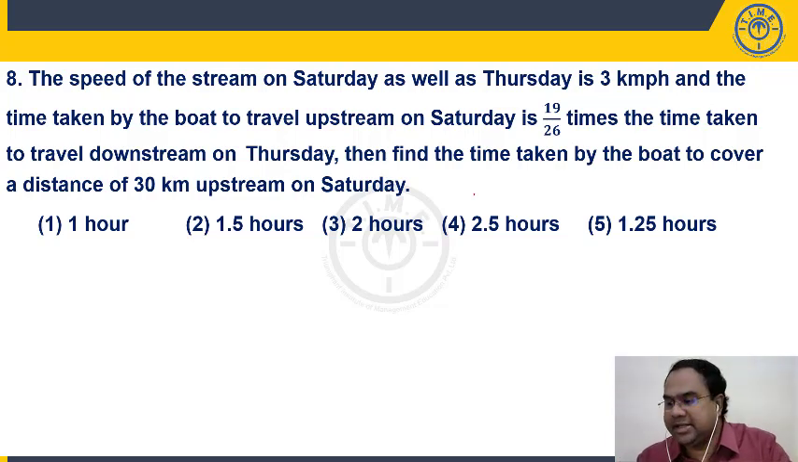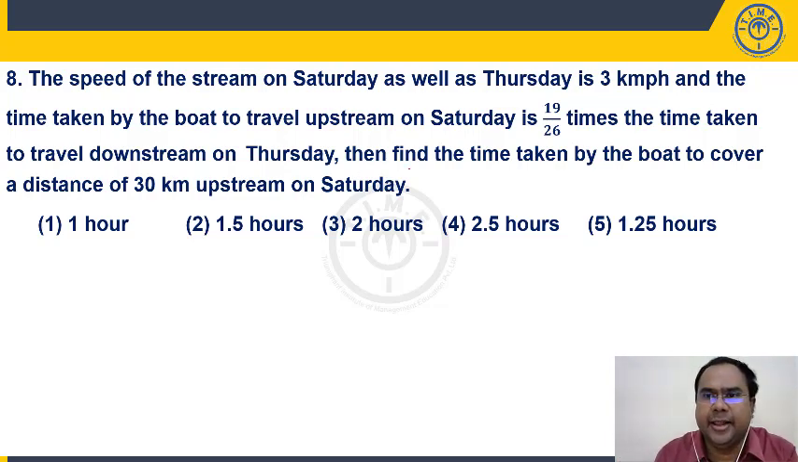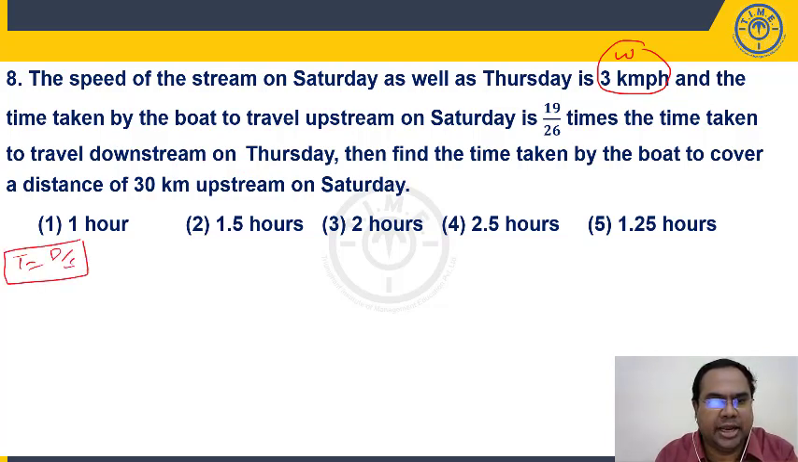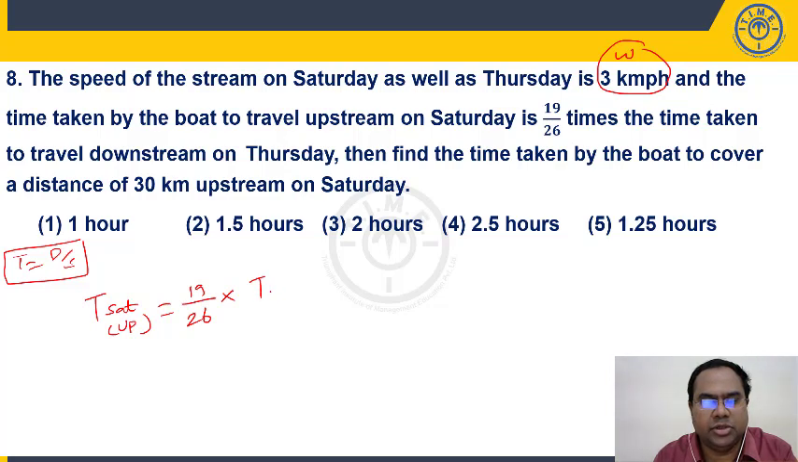Speed of the stream on Saturday as well as Thursday is 3 kilometers per hour. So Saturday and Thursday, this is my W value. And the time taken by the boat to travel upstream on Saturday is 19 by 26 times the time taken to travel downstream on Thursday. So time is equal to distance by speed. So time taken to travel upstream on Saturday is equal to 19 by 26 times the time taken to travel downstream on Thursday.